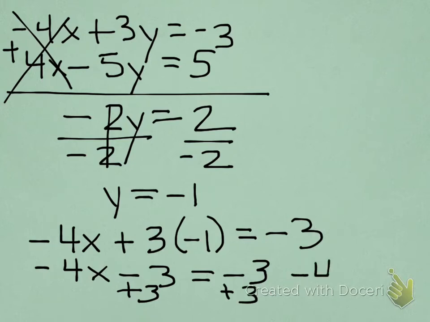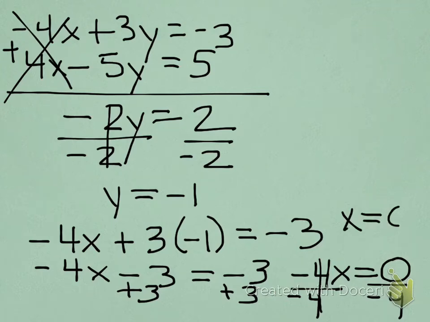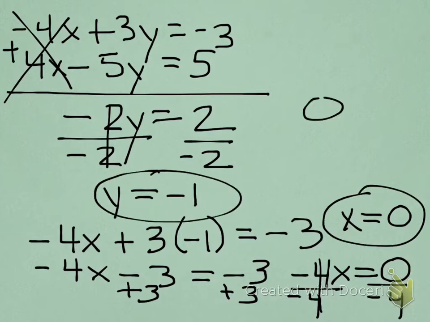And this doesn't always happen, but it's okay if it does. The numbers cancel themselves out to be 0, so 0 divided by anything is going to be 0. So my answer, if I write it as an ordered pair, is going to be 0, -1.